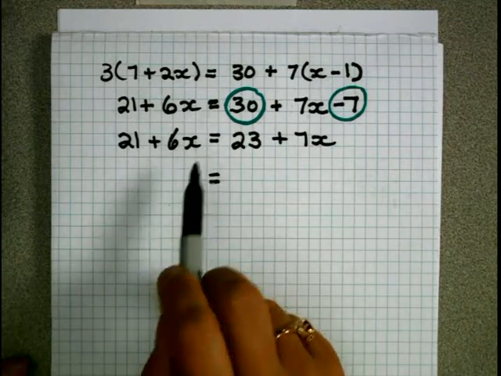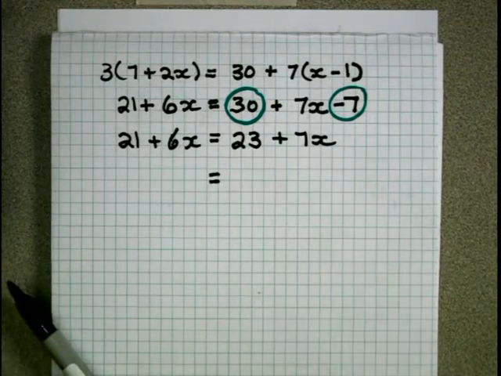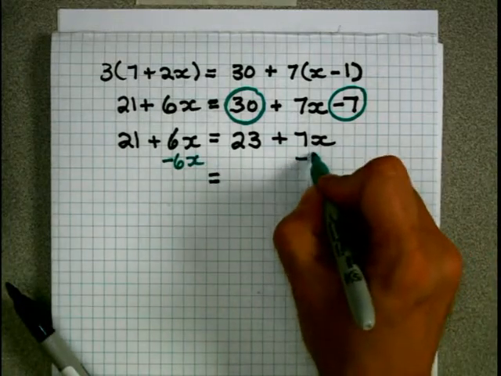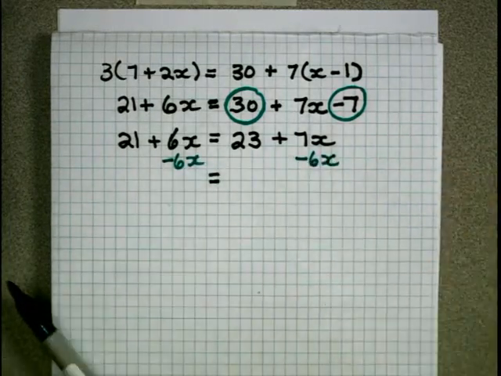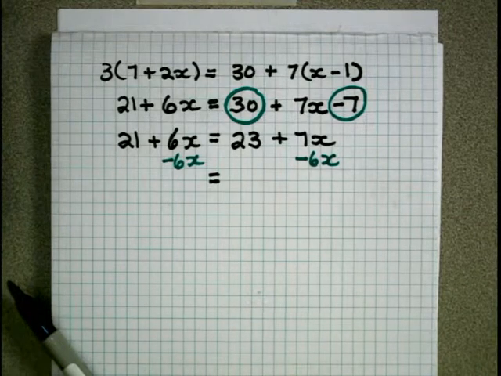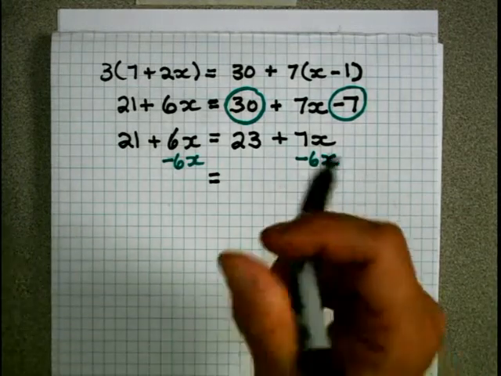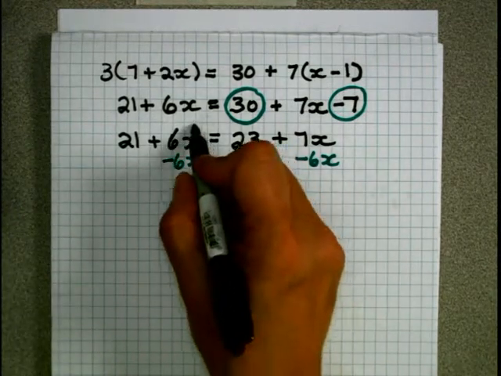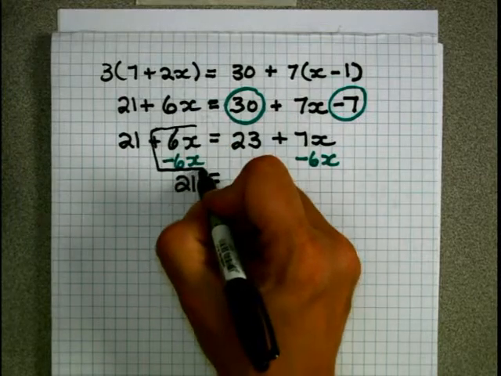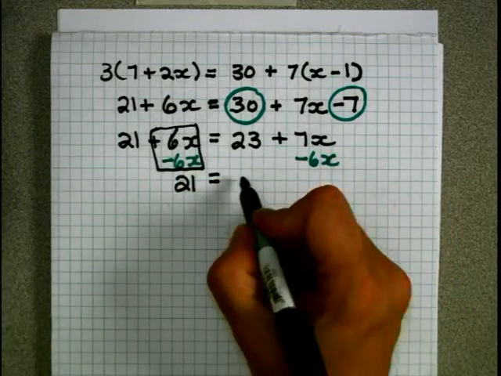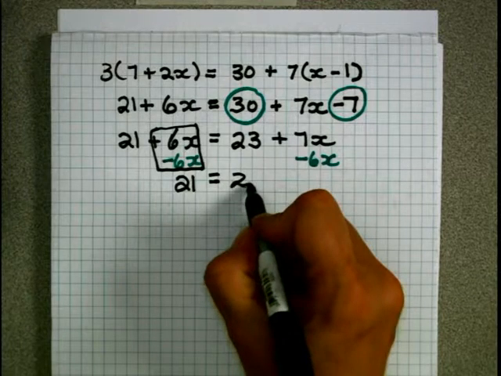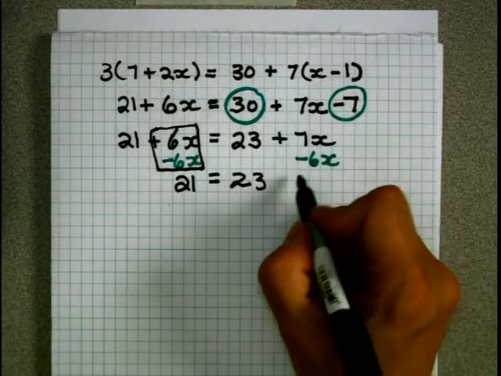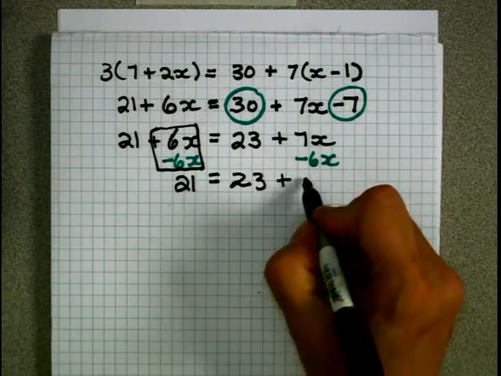I'm going to take the 6x from one side of the equation and then from the other side of the equation, and that will combine my terms, and so they will end up on one side of the equation. So I have a 21 left on this side, because 6x minus 6x is going to give us a 0. We have 23 on this side of the equation, and 7x minus 6x gives us an x, or a 1x.